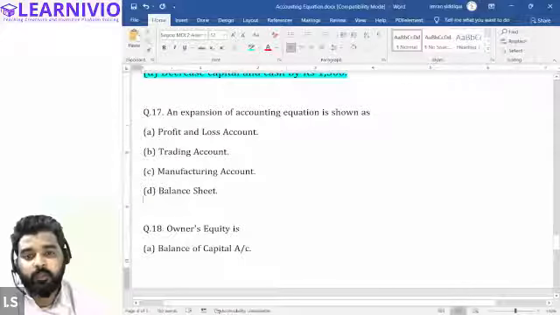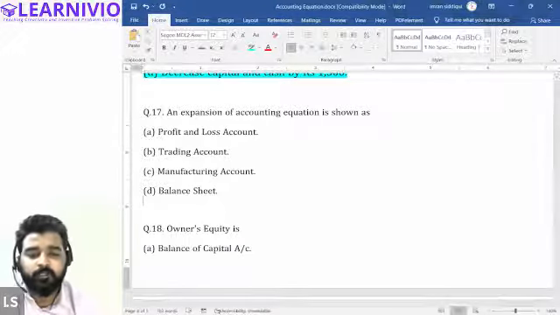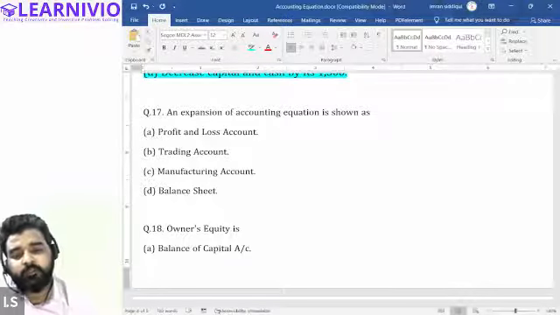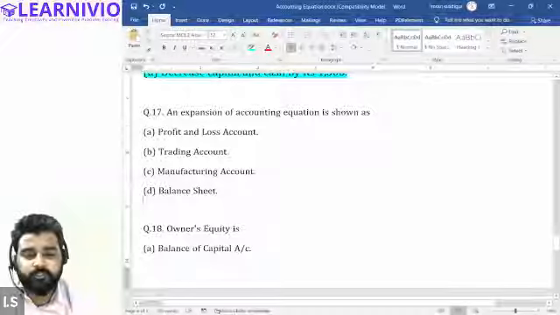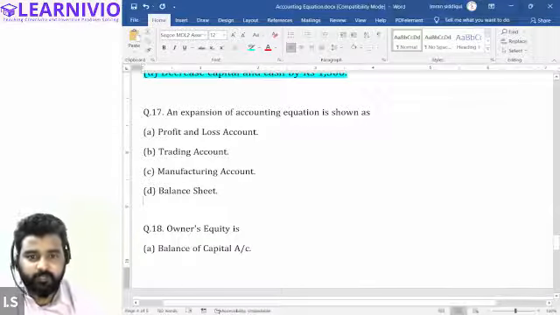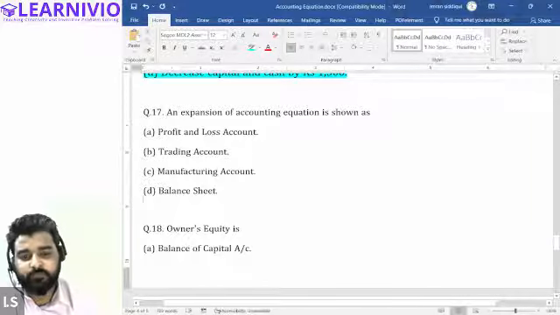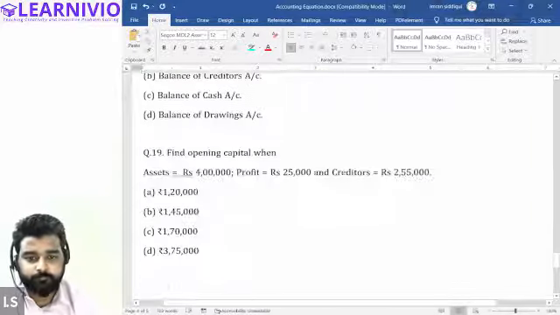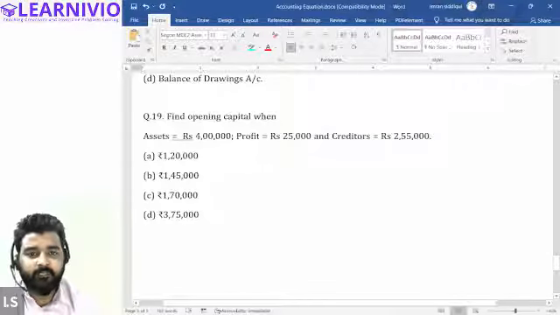Yes. And I remember that while we were doing the questions based on the accounting equation, in one or two questions I also asked you to prepare the balance sheet. In fact, I have shown you how we can prepare the balance sheet after the completion of the final accounting equation. So the expansion of the accounting equation is the balance sheet. So balance sheet is the correct option. Okay.